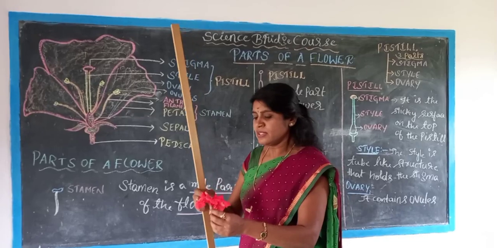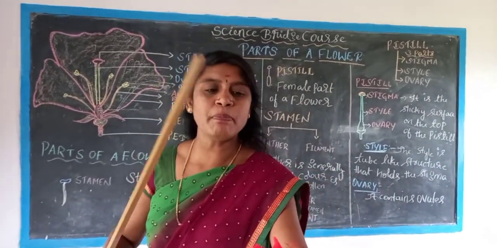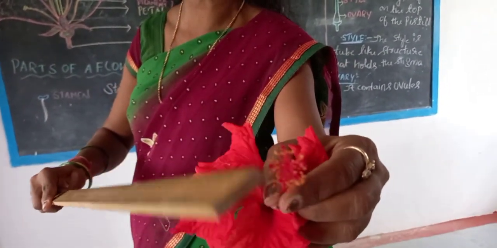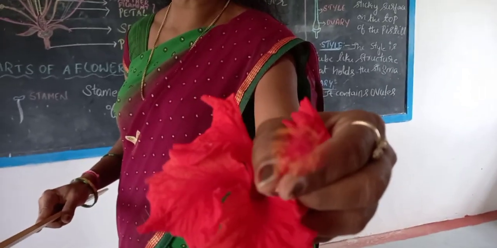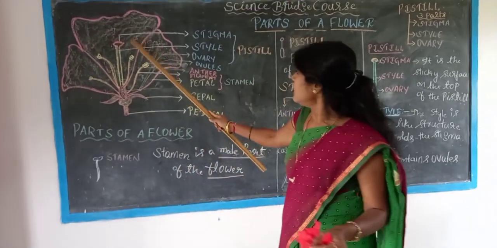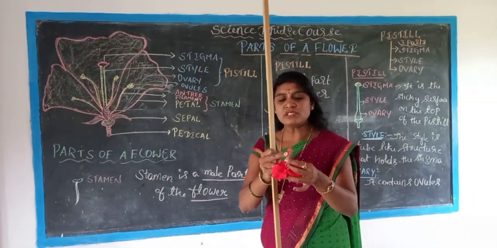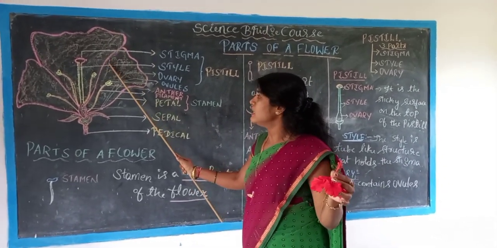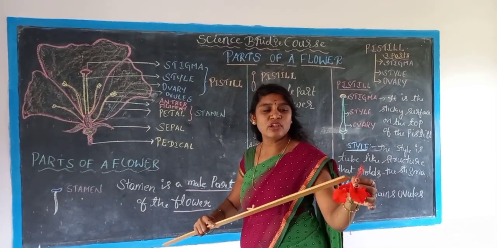And after this petal, this round, ball-like structure is called the stigma. The round red color shape is called the stigma. See here, this is the stigma. And this tube-like structure is called the style. What is this tube-like structure called?